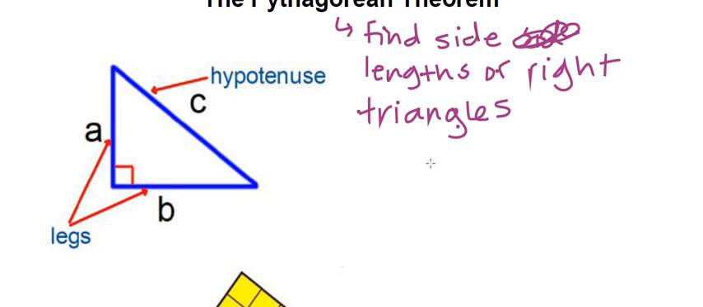So the Pythagorean theorem allows you to find any one of these side lengths as long as you know two of them. So if you know A and C, you can find B. If you know A and B, you can find C, so on and so forth. But what the Pythagorean theorem says is that a squared plus b squared, so hopefully you see why we were talking about squares and cubes, a squared plus b squared is equal to c squared.